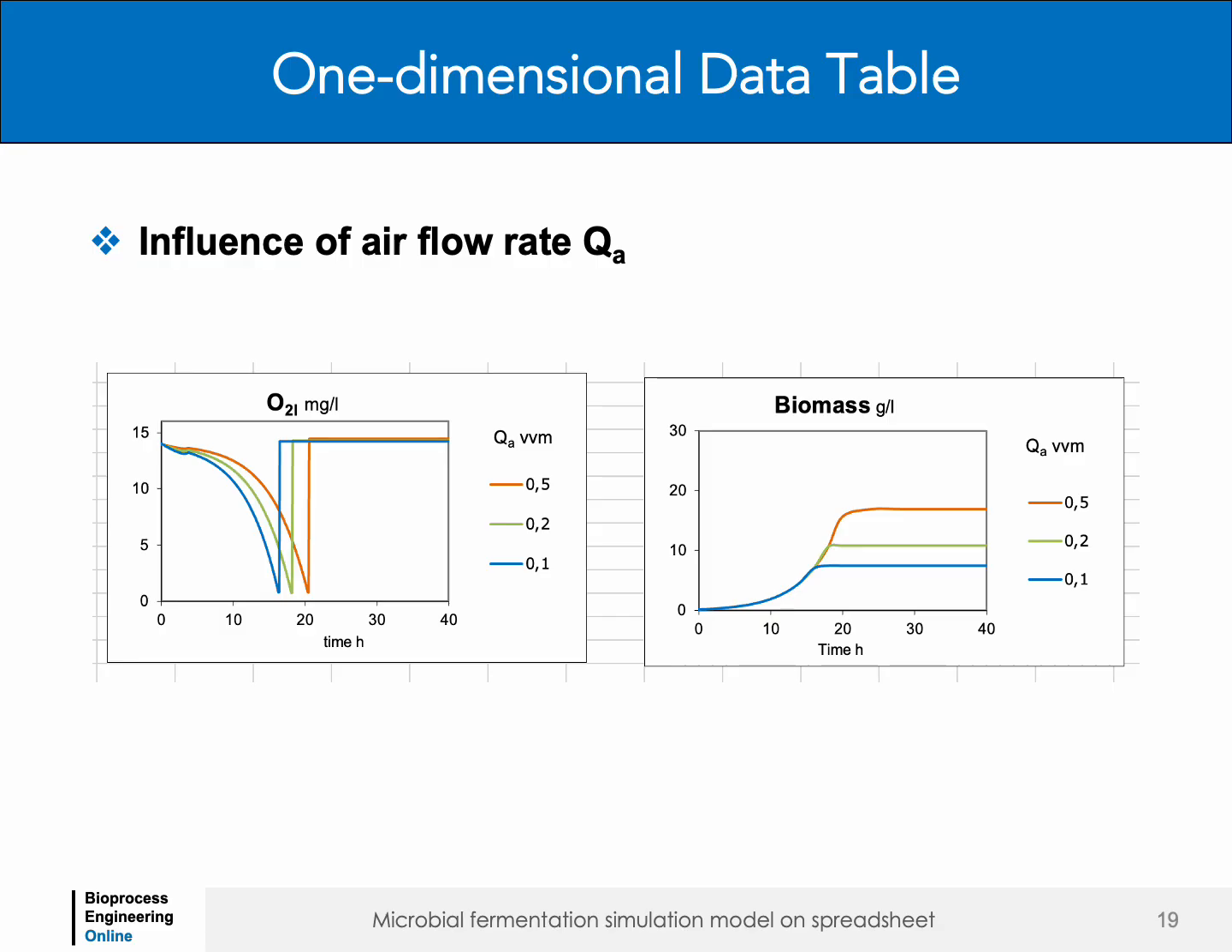Similarly, using the data table functionality, the yeast fermentation kinetics can be simulated at 3 volumetric airflow rates, QA, of 0.1, 0.2, and 0.5 VVM. The aeration rate primarily affects the dissolved oxygen profile during fermentation through its influence on both the oxygen solubility and the oxygen transfer coefficient, KLA. Increasing the airflow rate leads to a slower decrease in dissolved oxygen concentration, delaying its decline toward the critical minimum level. Consequently, higher airflow rates result in higher final yeast biomass concentrations.